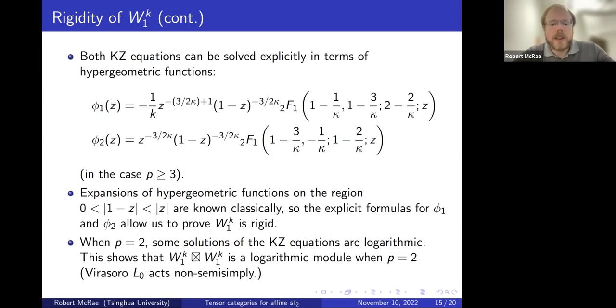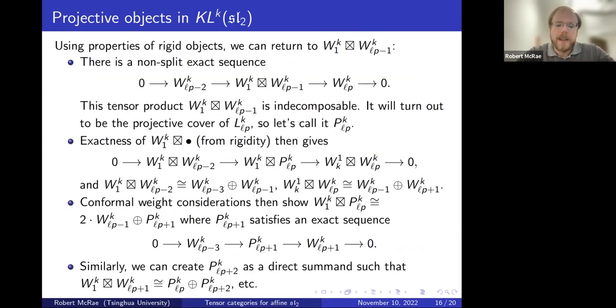And then let me just mention that when P equals 2, the solutions are a little bit different. Some of the solutions have logarithms in them, which implies in particular that this tensor product module is what we call a logarithmic module. These logarithms in the solutions of the differential equations are coming from the Virasoro L0 acting non-semi-simply. So this is what we do to prove rigidity for WK1.